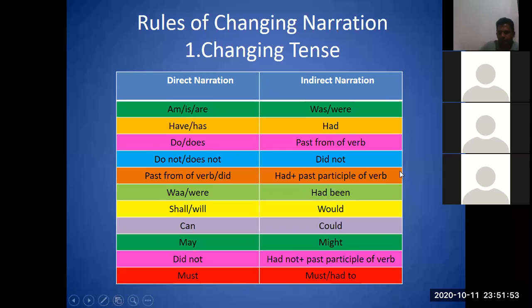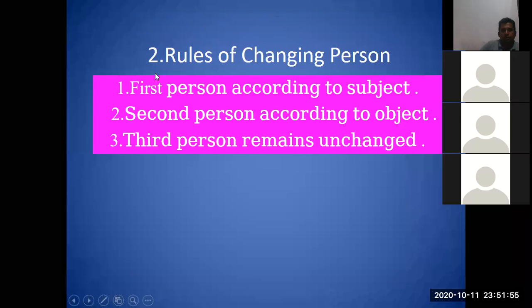So come to the second rule, rules of changing person. How the person will be changed from indirect to direct. First person will be changed according to the subject, that is the first person of the reported speech will be changed as the subject of the reporting speech, and the second person will be changed according to the object, and there will be no change of the third person.